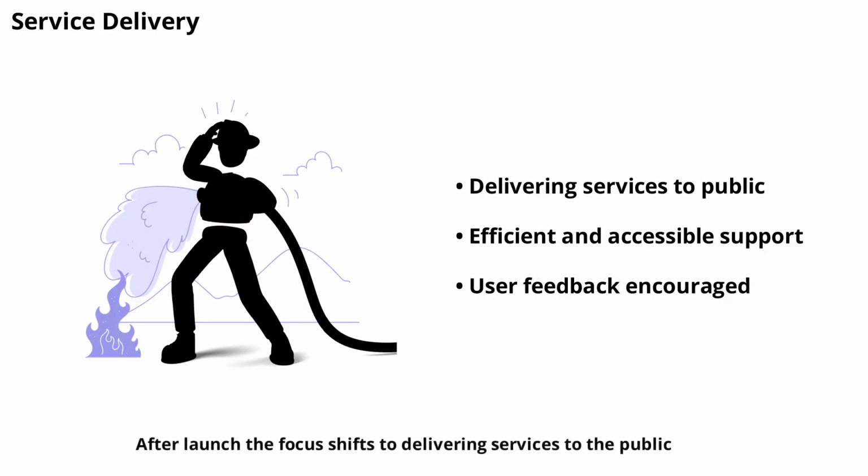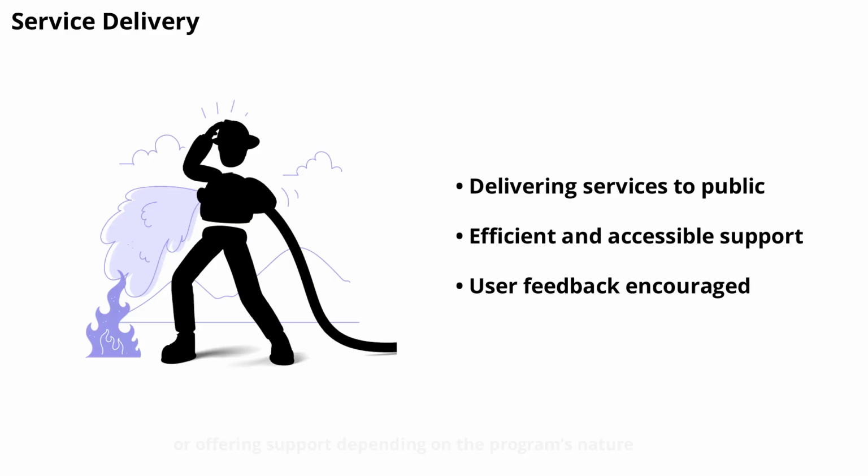After launch, the focus shifts to delivering services to the public. This involves processing applications, providing benefits, or offering support, depending on the program's nature. Agencies work to ensure that services are accessible, efficient, and responsive to citizens' needs. Feedback mechanisms are often put in place so that users can report problems or suggest improvements. Service delivery is where the program's impact is truly felt.